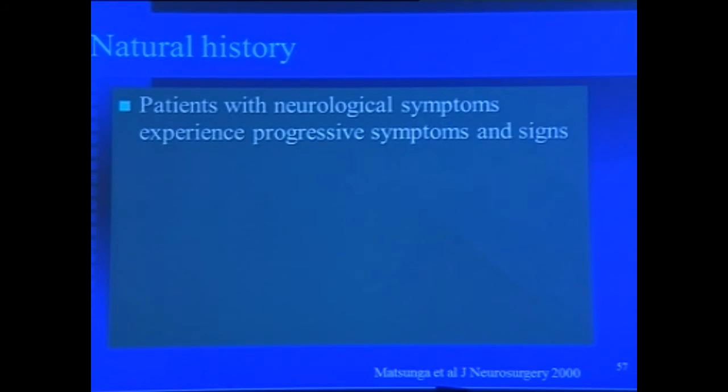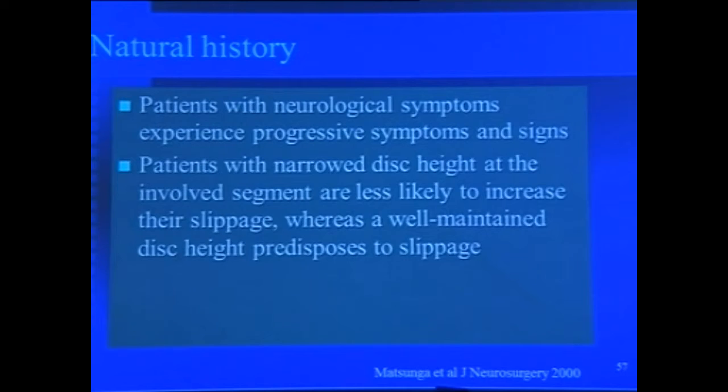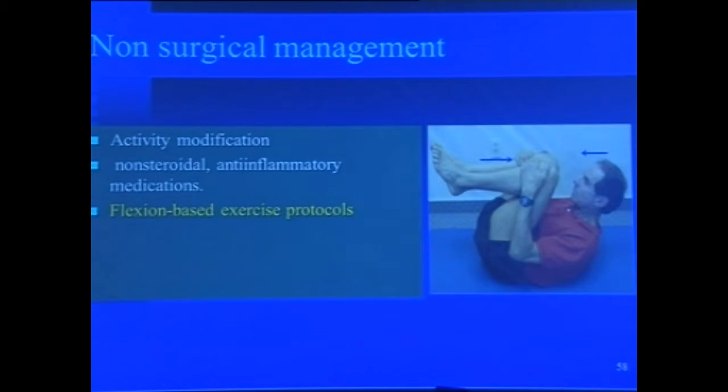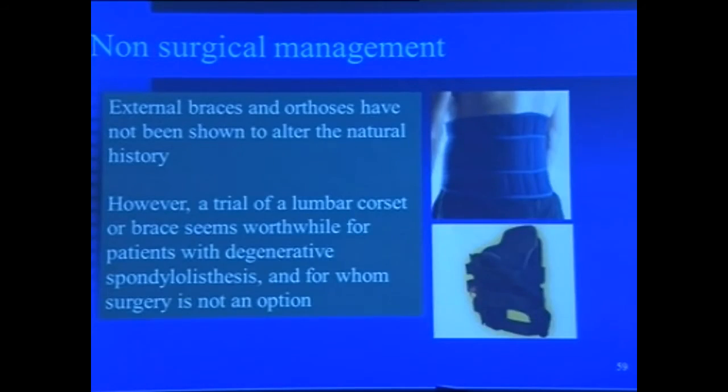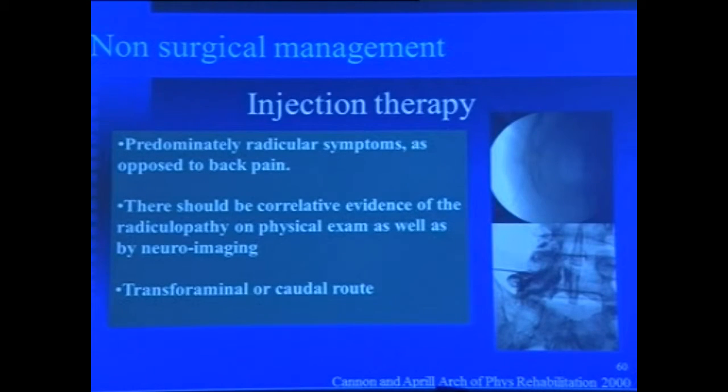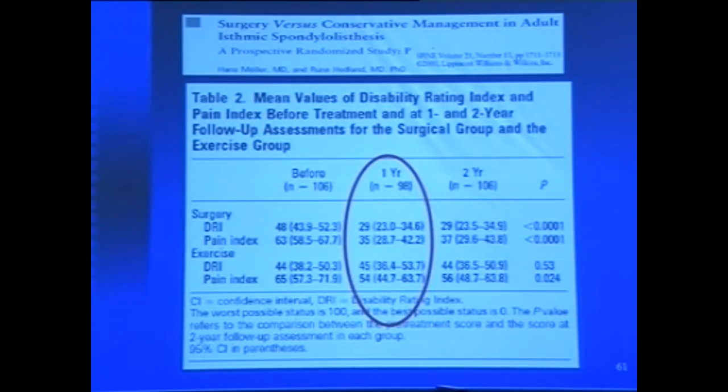We must appreciate that these patients who have neurological symptoms have the tendency to progress. In addition, in the natural history, we must see that if the disc height at the level of the slip is more, this is the disc which is going to slip more as compared to a disc which is degenerated at L4, L5. Usually we prescribe non-surgical management in the form of exercises, essentially flexion exercises, and braces, and we also give an epidural injection through the caudal route or the transforaminal route. But this is an important slide to see the natural history and how the patients behave.